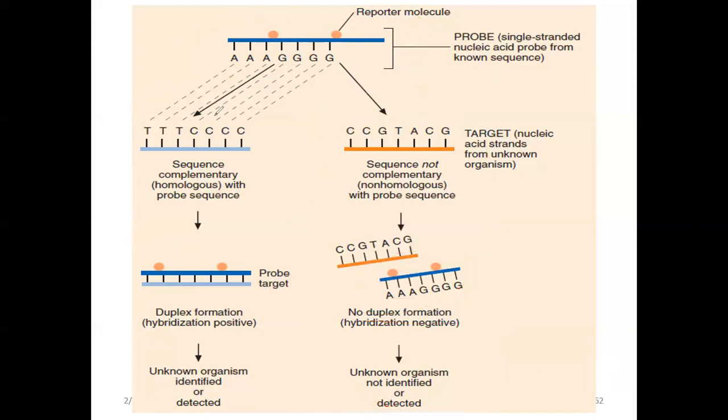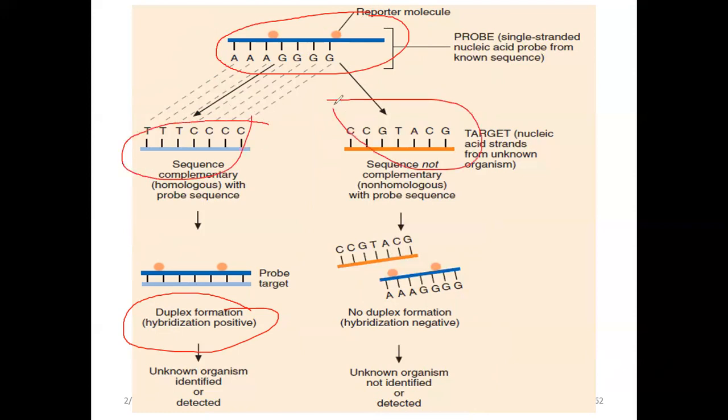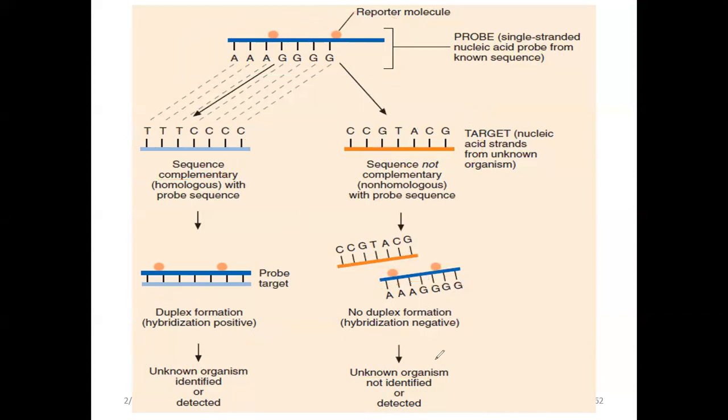Okay? So ulitin ko guys ha, to have a formation of your duplex, your probe nucleotide sequence should be complementary to your target. If it's not complementary, there will be no duplex formation. It means negative. Okay? Or the unknown organism is not identified. Okay? So you can use another probe. Baka ibang strain siya, okay, ng microorganism. Okay? So, ganun siya until you find the exact probe that will tell you kung anong exactly siya na strain or microorganism.